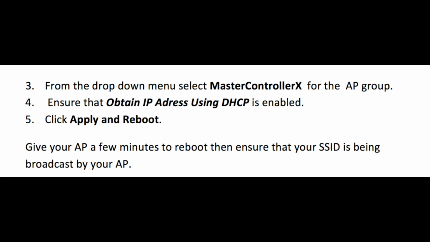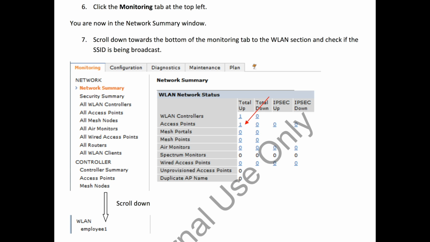Next, click Monitoring at the tab at the top left and scroll down to the bottom to view the WLAN section to check if the SSID is being broadcasted correctly. At this point, you are done with Lab 4.1.